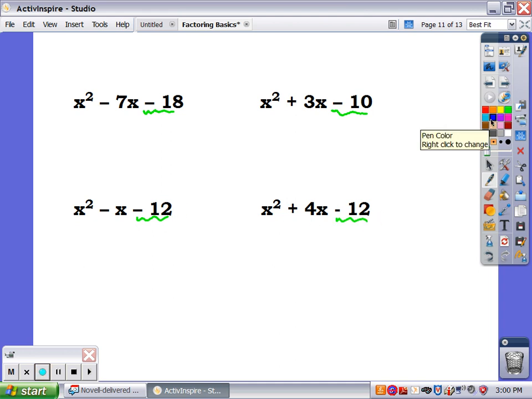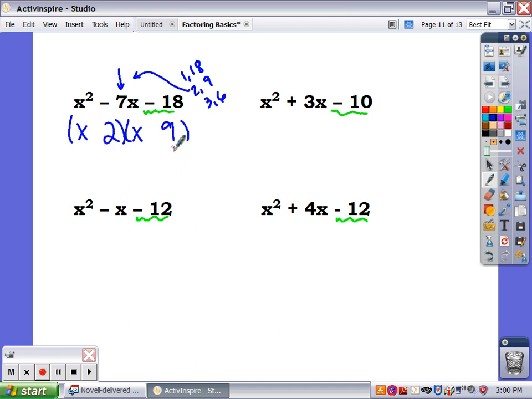As I look at all these problems, I'm just going to dive in. I know I start with x and x to get x squared. I'm asking myself, do I want 1 and 18 or 2 and 9 or 3 and 6? How will I get that 7 in the middle? Which factors are 7 apart? You got it, 2 and 9. Now watch the sign. The larger number, in this case the 9, is going to match the sign in the middle. I have minus 9 plus 2 gives me my minus 7.